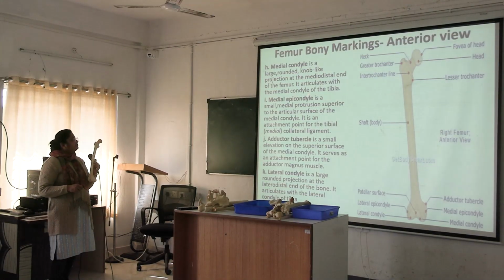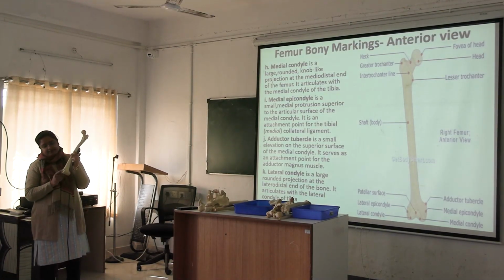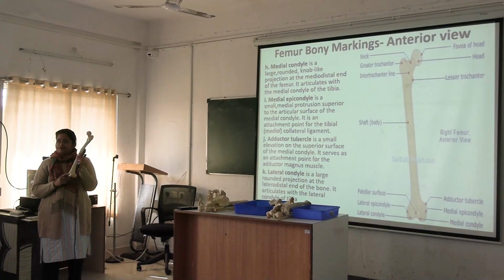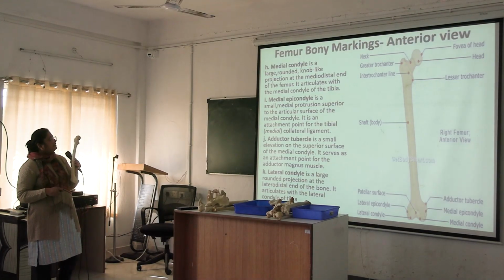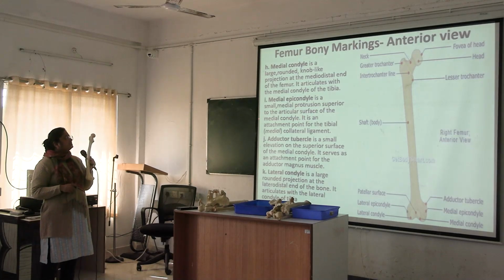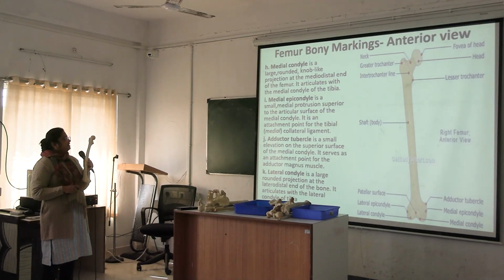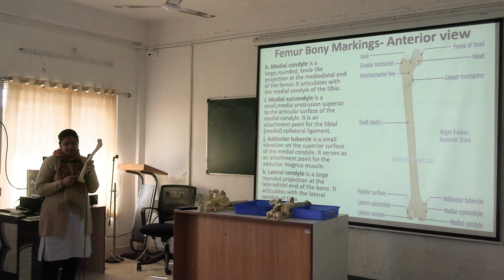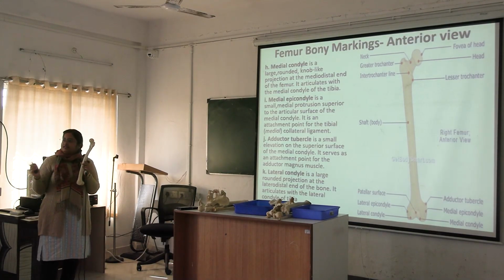Next is the medial epicondyle. See, this prominent part is the medial epicondyle. The medial epicondyle is a small medial protrusion superior to the articular surface of the medial condyle, and it is an attachment point for the tibial collateral ligament. The tibial or medial collateral ligament is attached at this medial epicondyle.